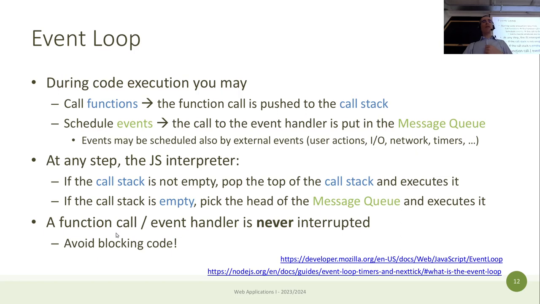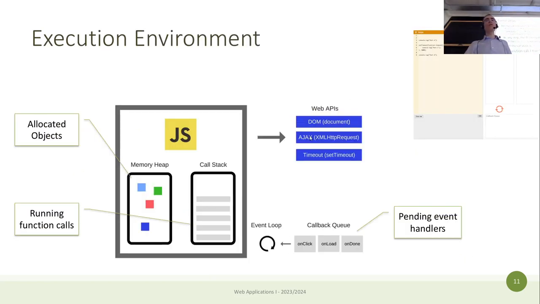A function call or even event handler is never interrupted. When something gets executed and goes into the call stack, we cannot stop it, unless we explicitly say it's something asynchronous, like when we do await, as we did in the past. But it depends on what we wrote in the code. If we wrote code that takes a lot of time to be executed, the rest of the functions will wait in the callback queue.